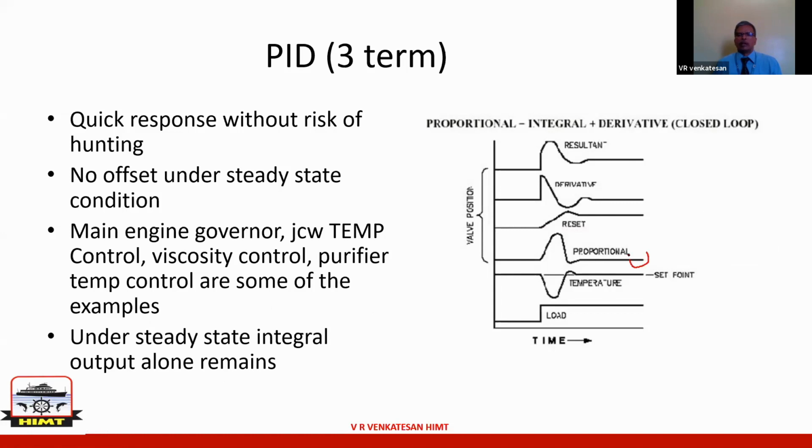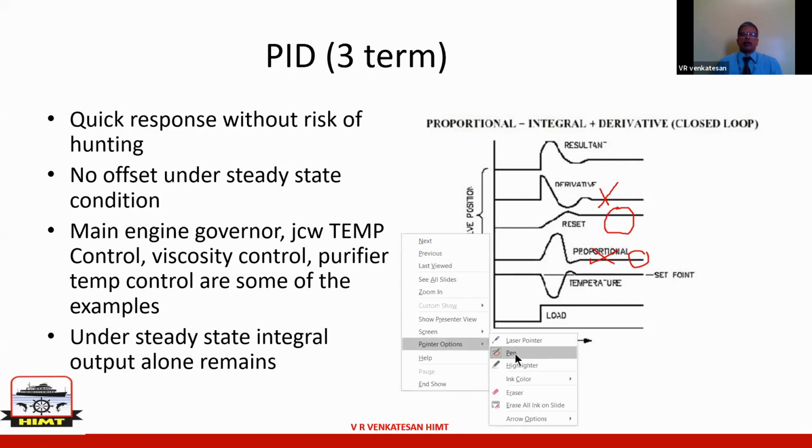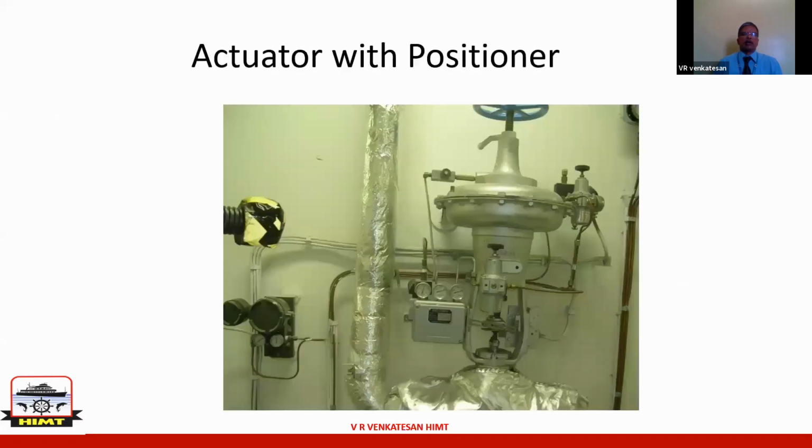Error is 0. Error itself is 0. Only integral is producing the output. So both these have got 0 output, and only integral produces the output here. That is the principle of this. So you can understand that all these three are parallel control, and if one fails, the other will continue to function, but it will work differently.